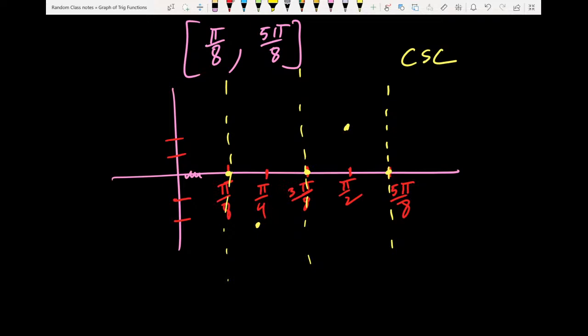And I'm going to erase that. Do you see this min and max? And that's how you graph cosecant.